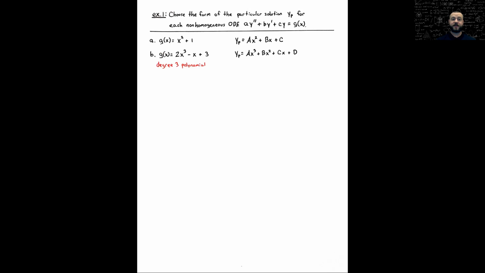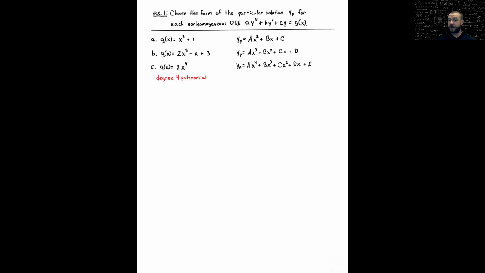For part B, where g of x is 2x cubed minus x plus 3, that is a degree 3 polynomial. We try a general degree 3 polynomial. You can probably see the pattern here. If g of x is 2x to the 4th, a degree 4 polynomial, just try for yp a general degree 4 polynomial. So you can see in these 3 examples, as the degree of your polynomial increases, you introduce more coefficients.